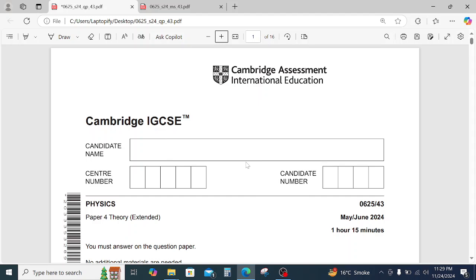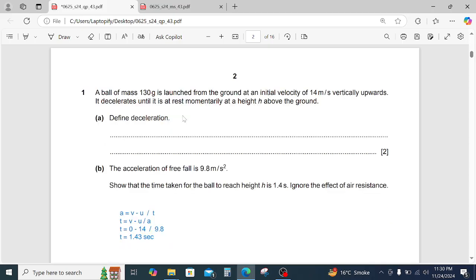Hello, how are you? Today we are going to discuss paper 4. This is IGCSE Physics 0625, paper version 43. The first question is, look at one.